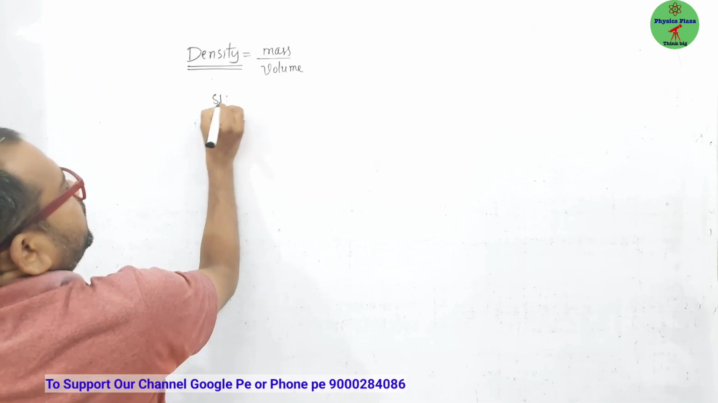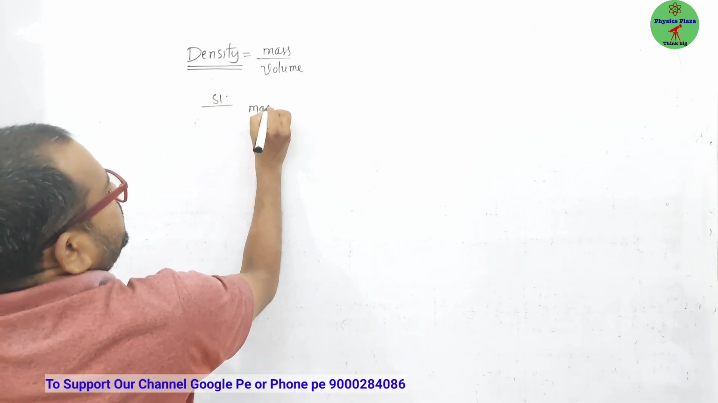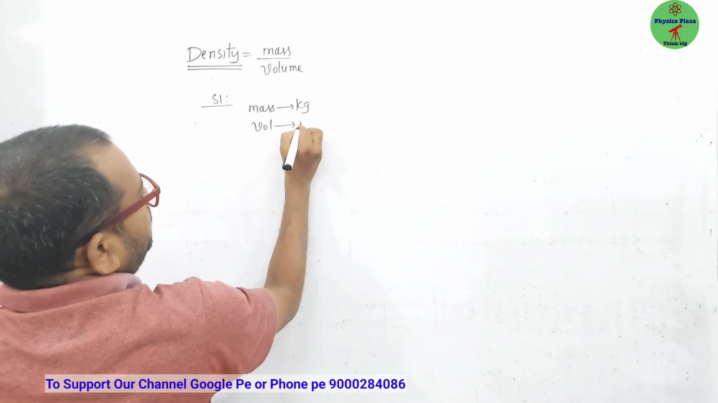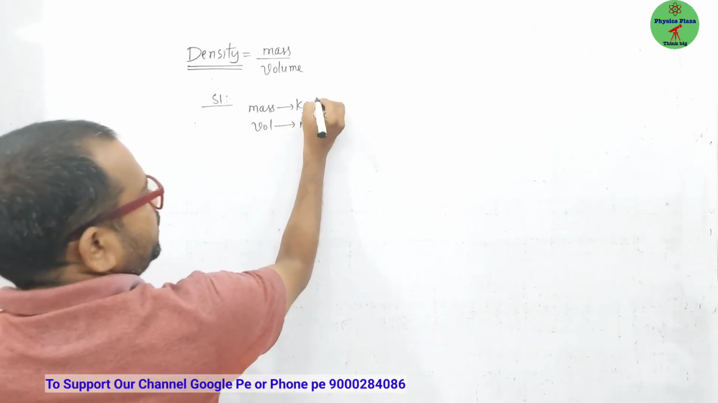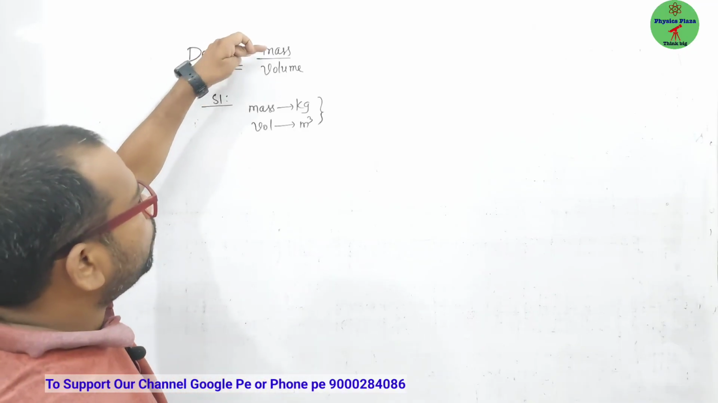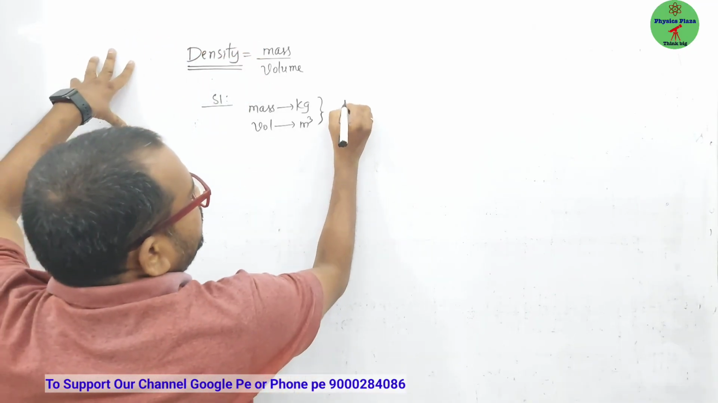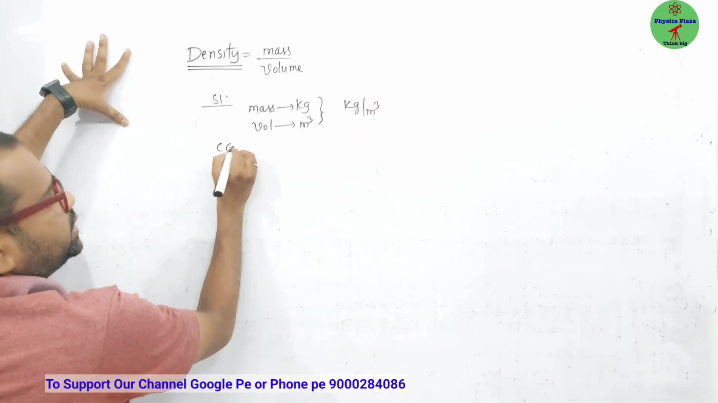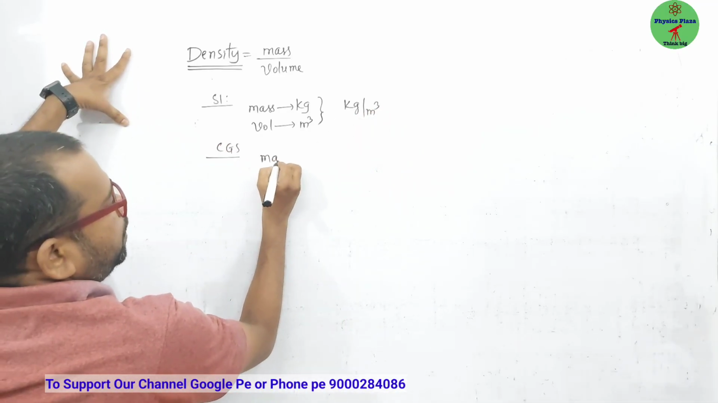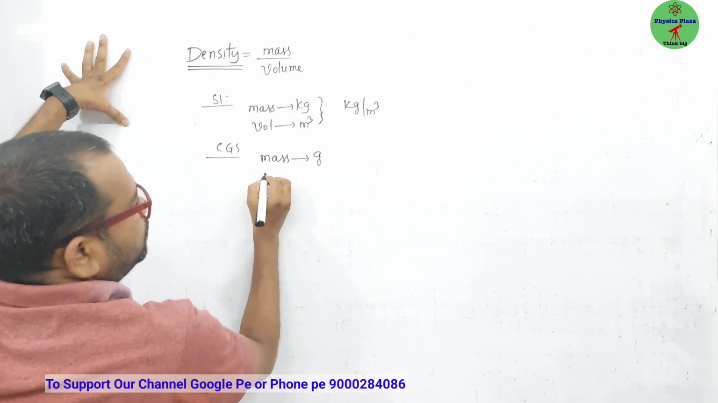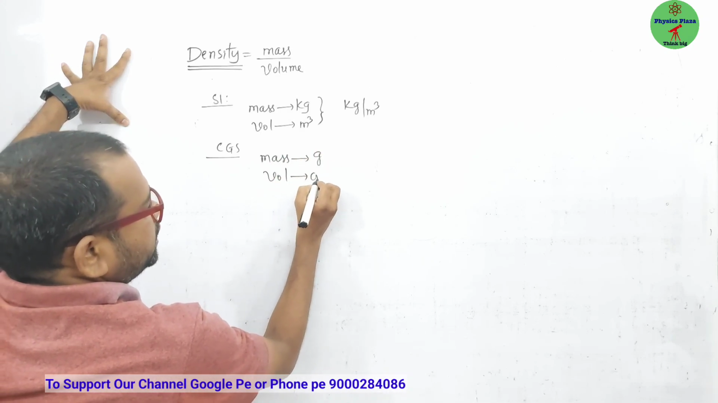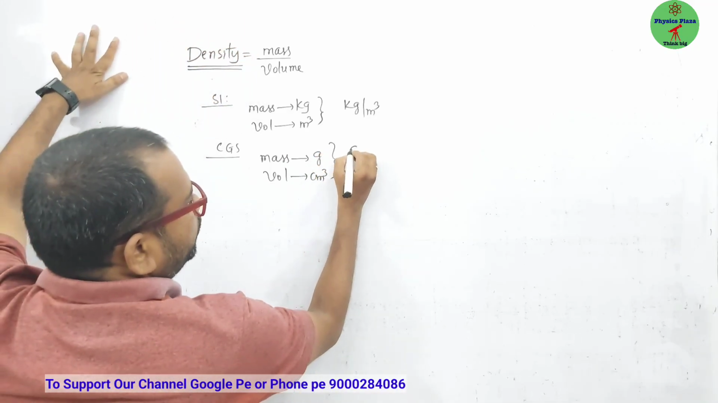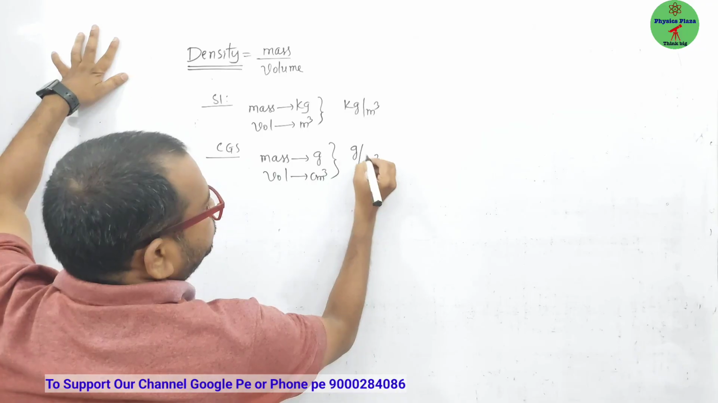Children, SI units. In the SI system, mass is measured in kg and volume is measured in meter cube. Substituting the mass and volume units, you get the unit of density, kg per meter cube. Next, CGS units. In the CGS system, mass is measured in grams and volume in centimeter cube. Substituting these, you get gram per centimeter cube.